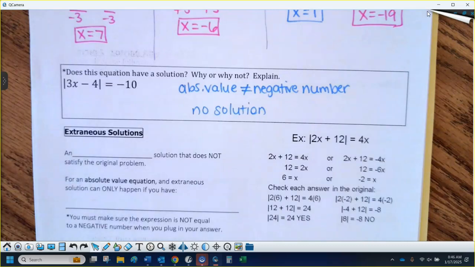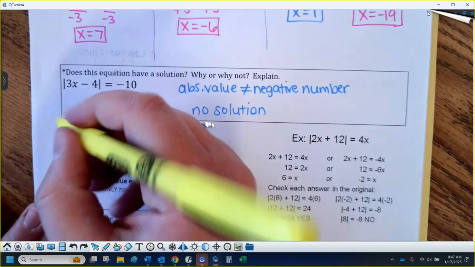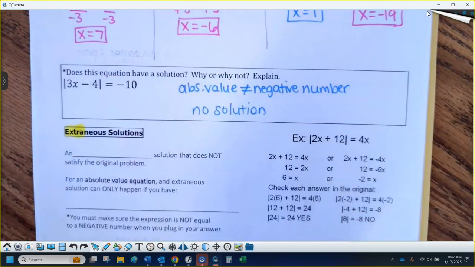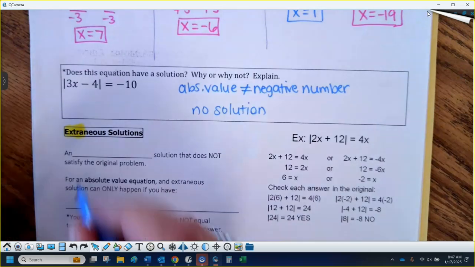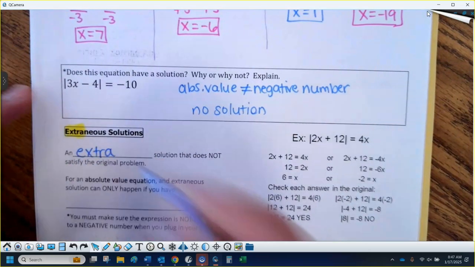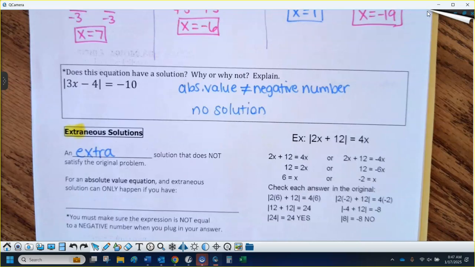Okay, so we have absolute value equal to a positive number, 2 solutions. Absolute value equal to a negative number, no solution. The third option is what we're going to talk about down here, and that can involve what we call an extraneous solution. And I always like to tell people this. The word extra is right in the word extraneous, and it literally means you have an extra answer or an extra solution that doesn't actually work in the original problem. That's what an extraneous solution is.